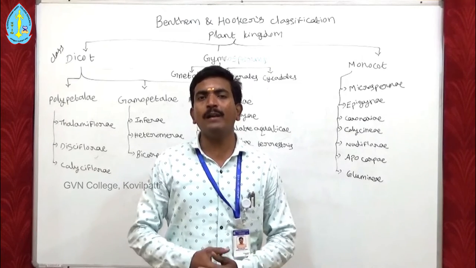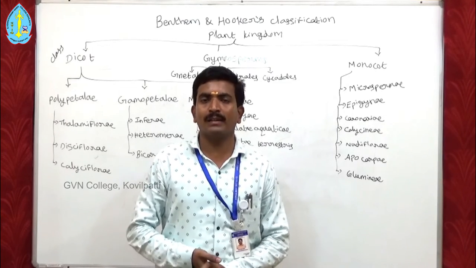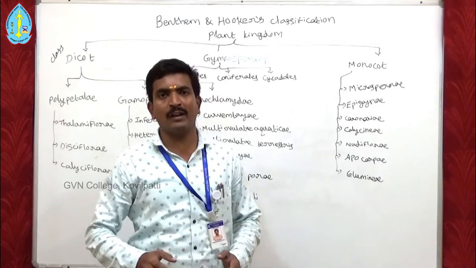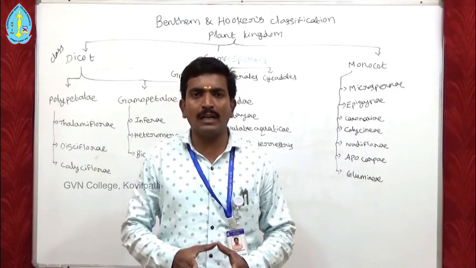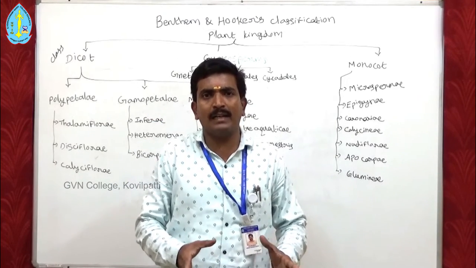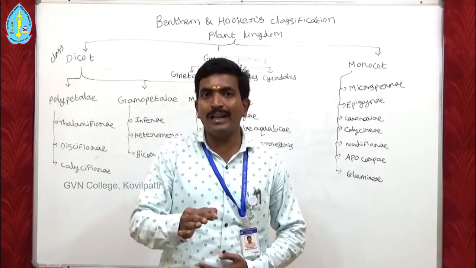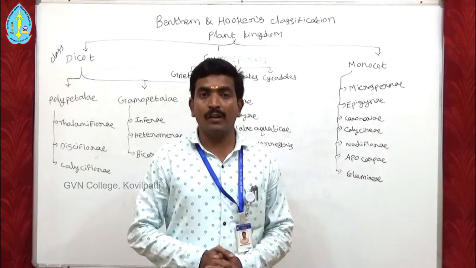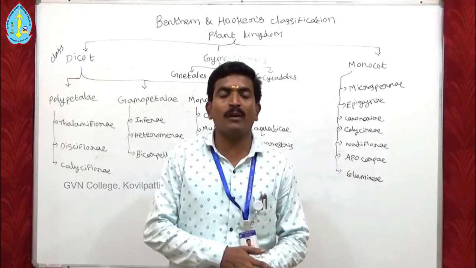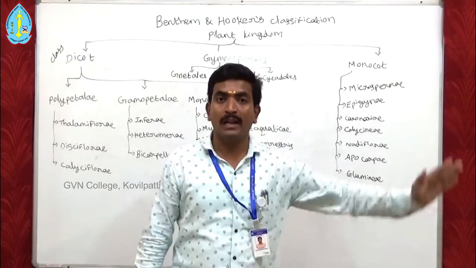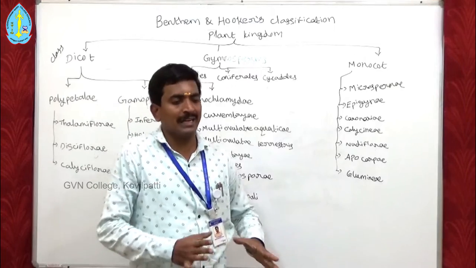The plants were classified by so many scientists, but till now we follow the Bentham and Hooker system of classification. Why? Because Bentham and Hooker classified the plants based on their sexual characters, mainly their floral characters. So we call the Bentham and Hooker system of classification a natural system of classification. Let us see how Bentham and Hooker classified the plants.